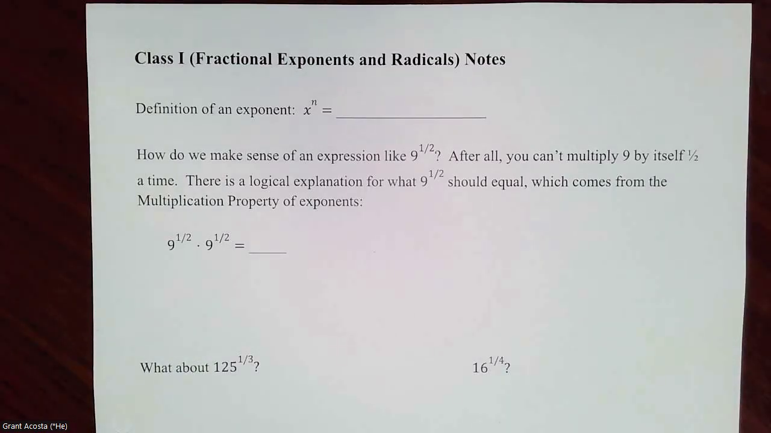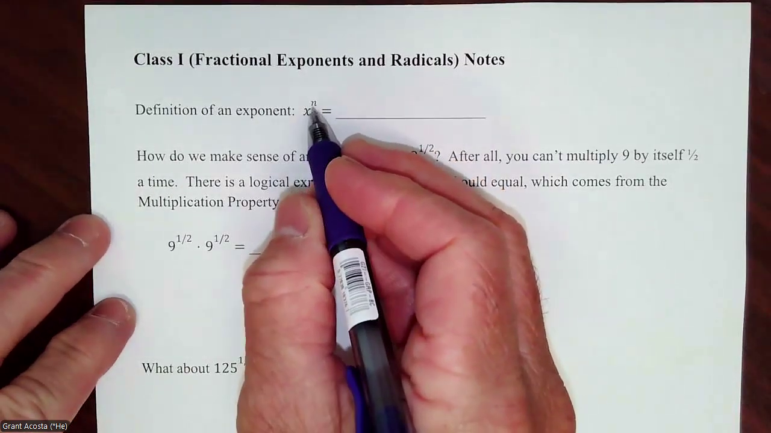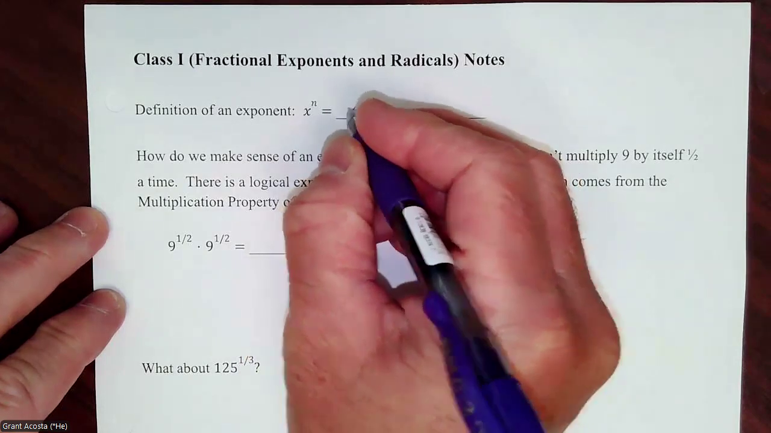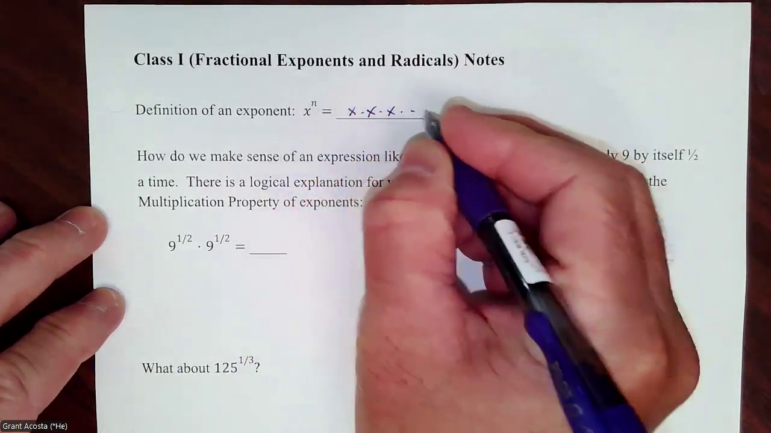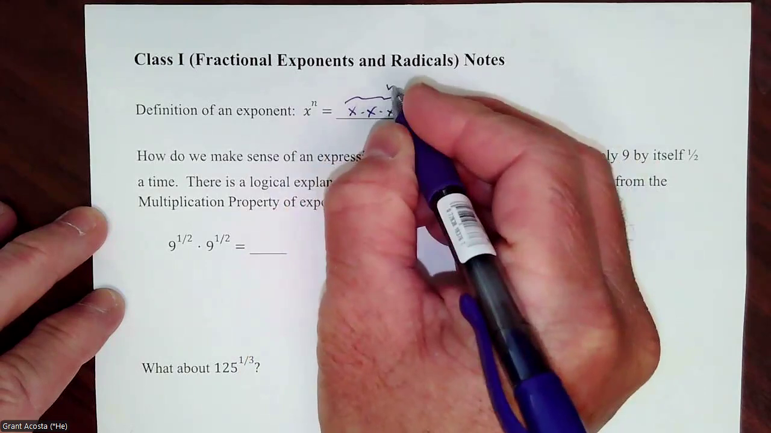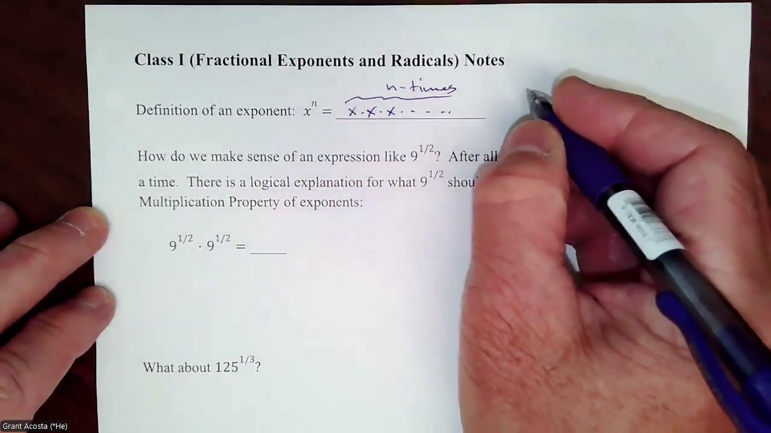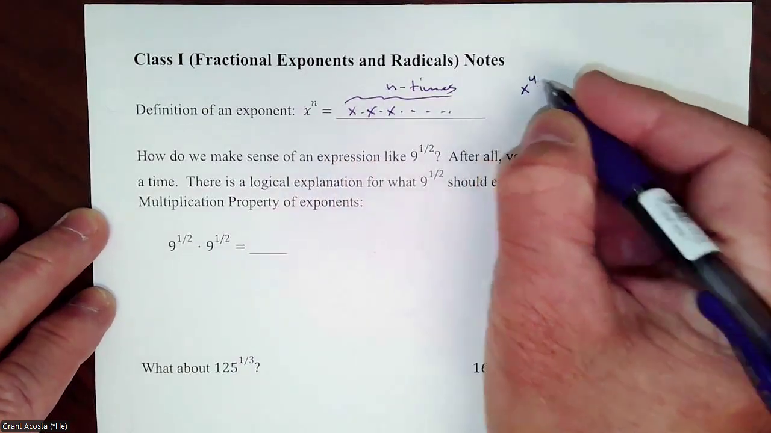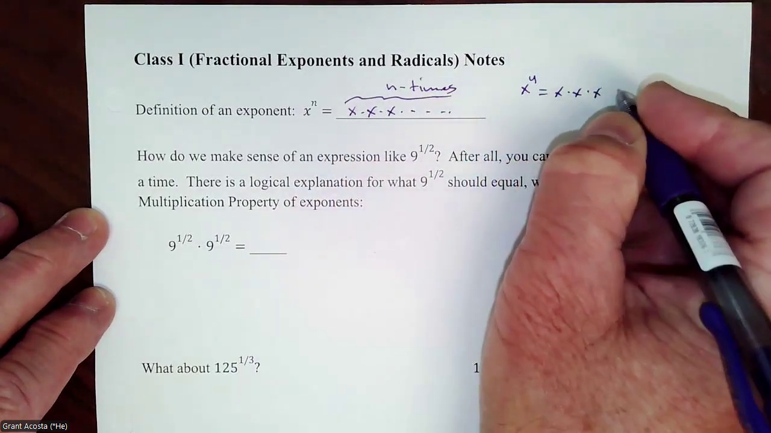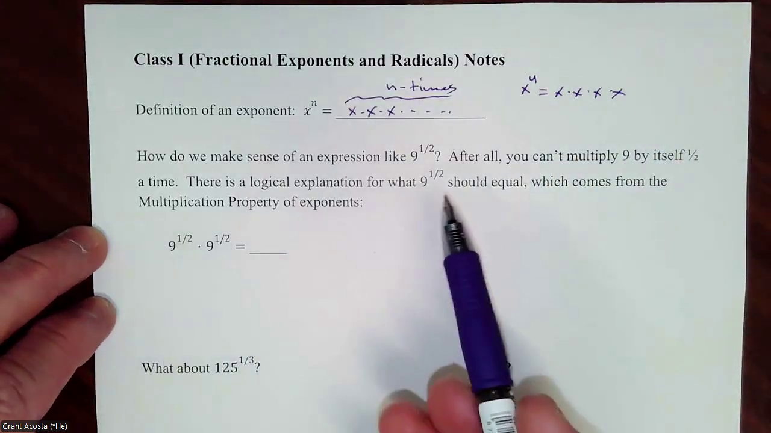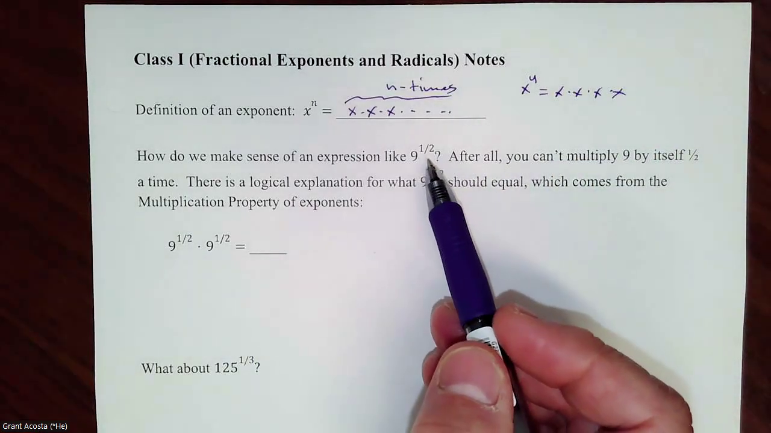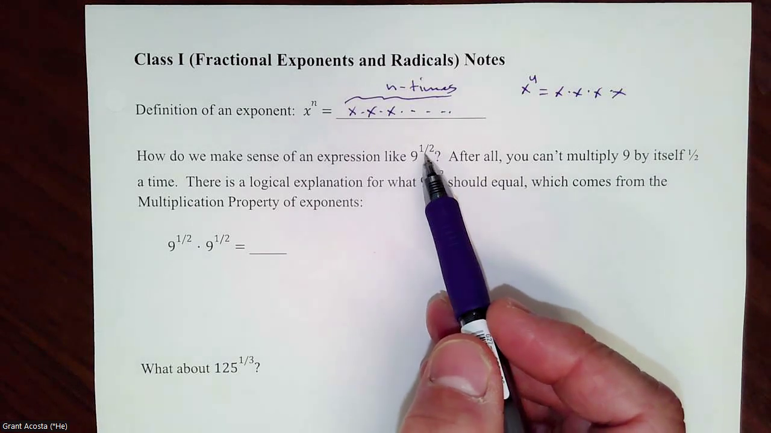In this video, we're going to talk about fractional exponents and how they relate to radicals. So earlier, we've talked about what an exponent is. If you have x raised to some power n, that just means we're going to multiply x times itself n times. So that makes sense when you're doing something like x to the fourth, which is x times x times x times x.